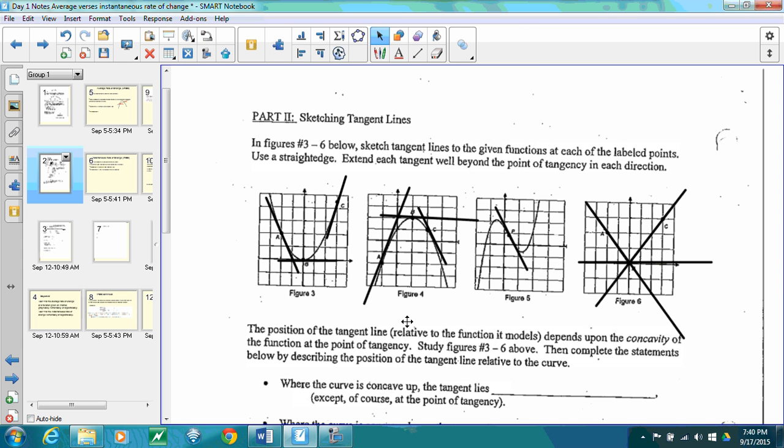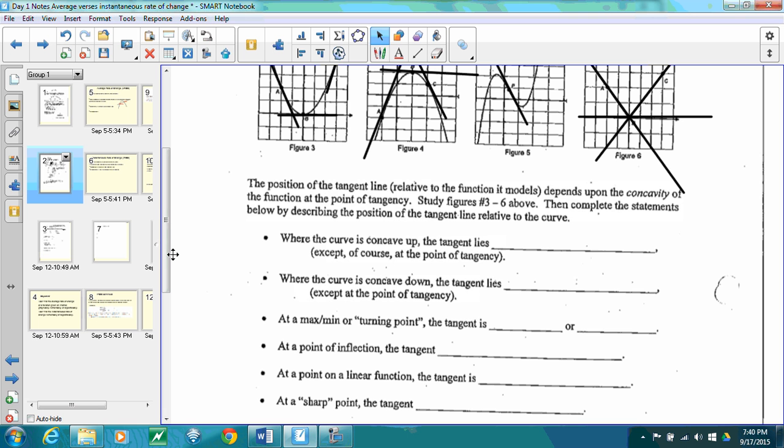The only place it needs to intersect is that point. I drew the tangent lines at the different points on these four figures. Again, pause to draw them in. And then after you draw them in, we're going to answer these questions.